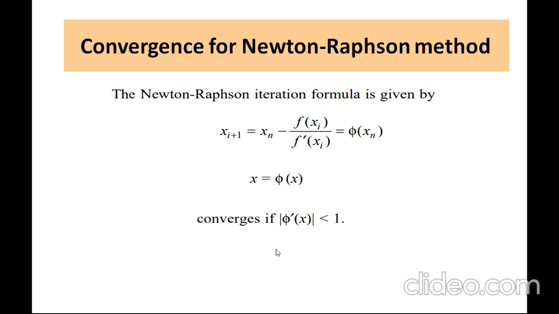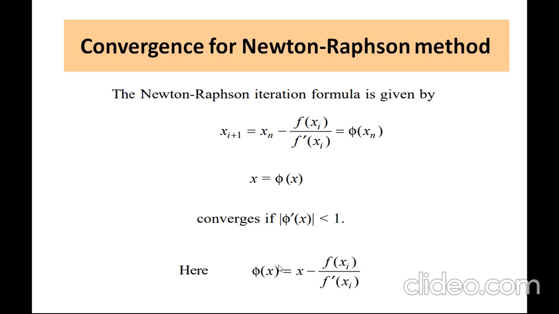The convergence condition is that the mod value of phi dash of x should be less than 1. If the phi dash of x value is greater than 1, that means it is the divergence condition. For that case, we have to assume the next initial guess again.